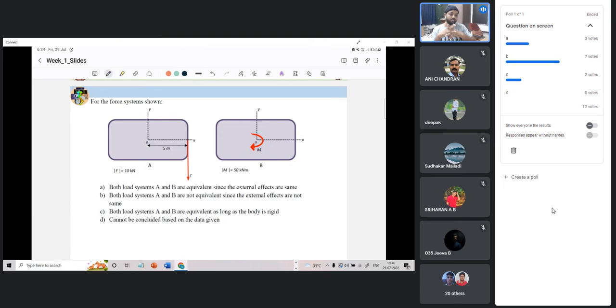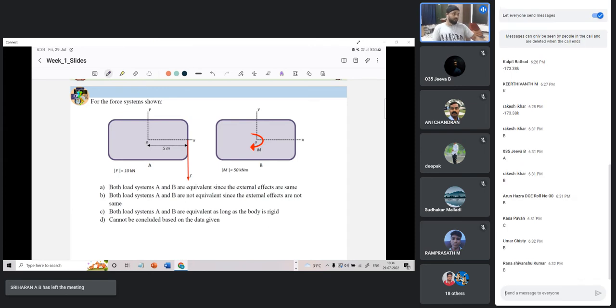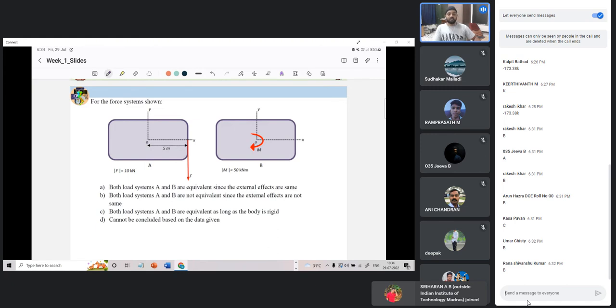So if you have any questions regarding this, please unmute and ask. You can either unmute and ask, or type in the chat box, and I will try to answer it. Whatever is not clear, the idea here is not to always get the correct answer. The idea is to get your concepts clear. So I urge you to go ahead and ask any doubts that you have, so that you are thorough with transferring force from one point to the other.